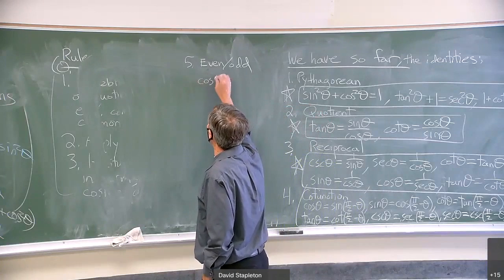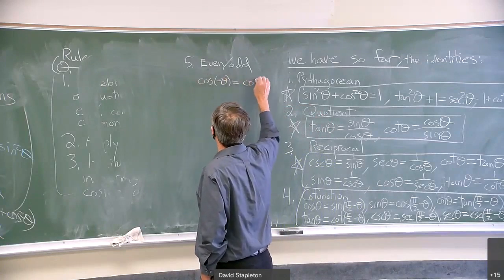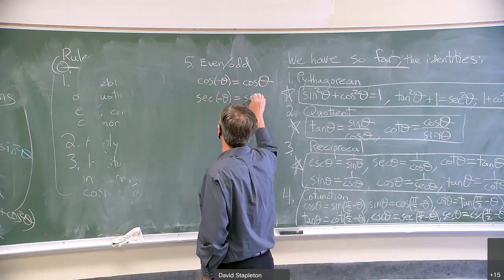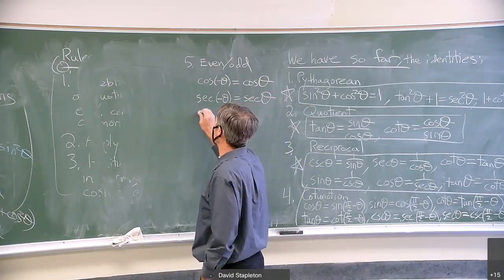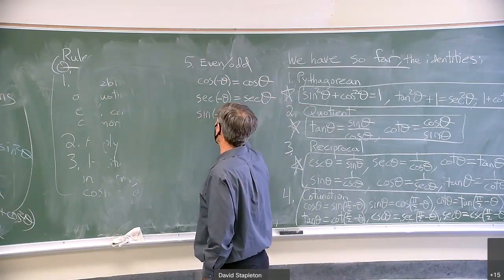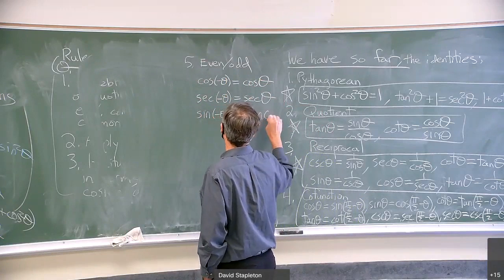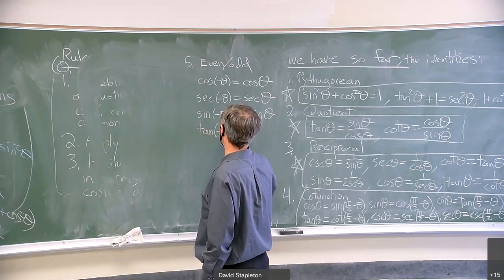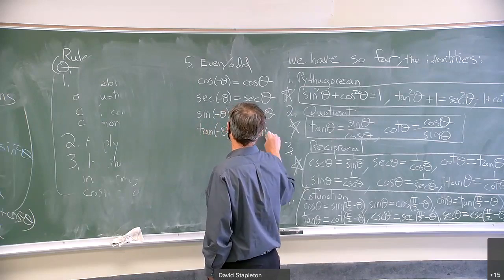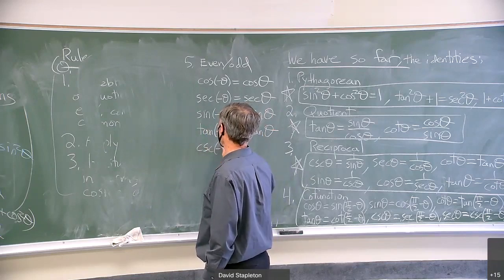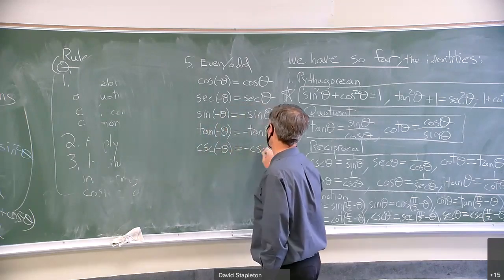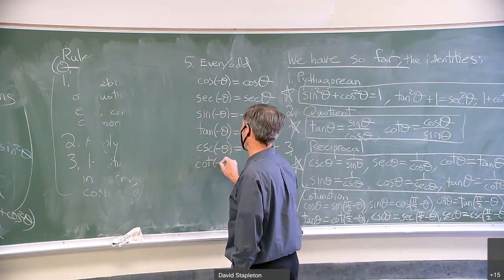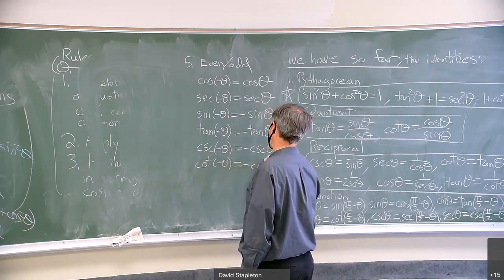So cosine of minus theta, the minus goes away. It's an even function. Secant of minus theta, the minus goes away. It's secant of plus theta. All the other functions are odd, the minus comes out. Sine of minus theta gives you minus sine of theta. Tangent of minus theta gives minus tangent. Cosecant of minus theta gives minus cosecant. And cotangent of minus theta is minus cotangent theta.